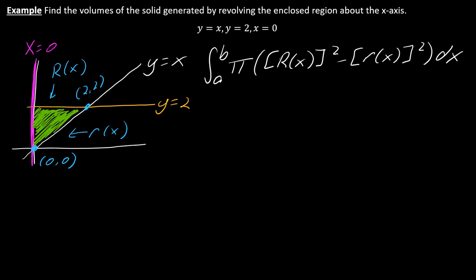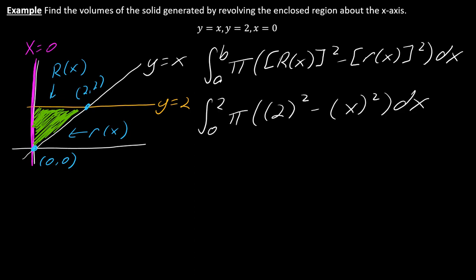Okay, so now I can just plug and chug everything in. We said that big R was this curve here, so 2. Little r was this curve here, so that's x squared. So I just plug it all in, and this goes from 0 to 2. Okay, and from here, now it's just a matter of doing the algebra.